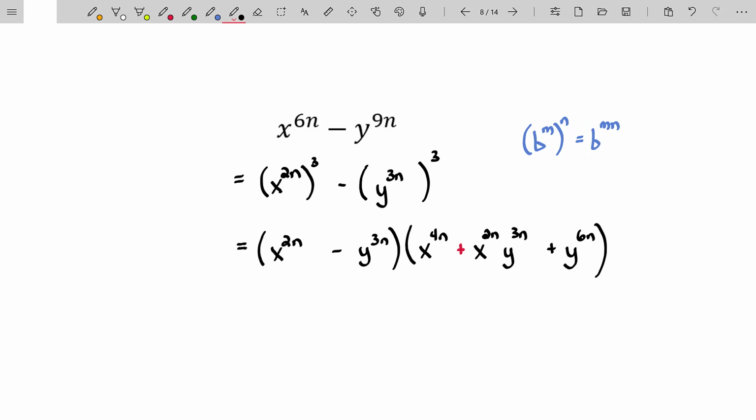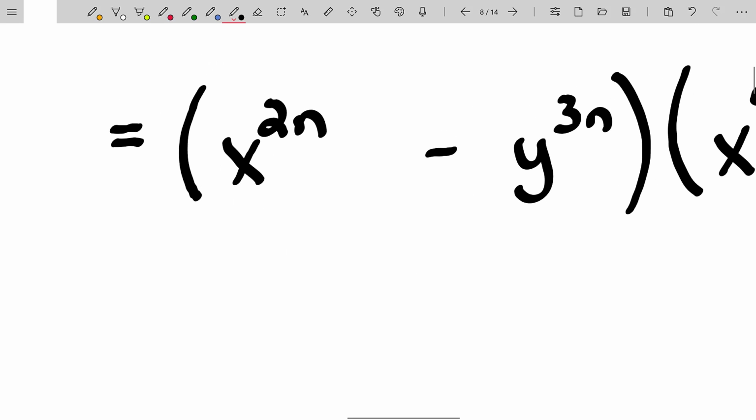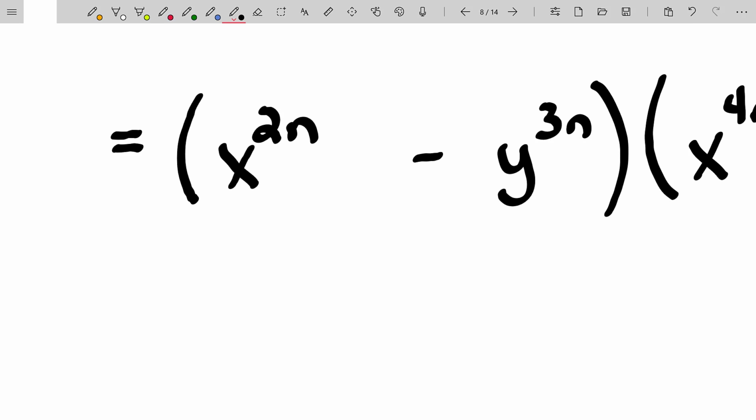You don't, actually. You have to look at this and see, is this factor here, x to the 2n minus y to the 3n, a sum? Well, it's definitely not a sum. So is it a difference of squares? No, it's not. There's a 2 there, but that's not an even number, so it cannot be a difference of squares. Well, is it a difference of cubes? Well, I don't have something cubed there.